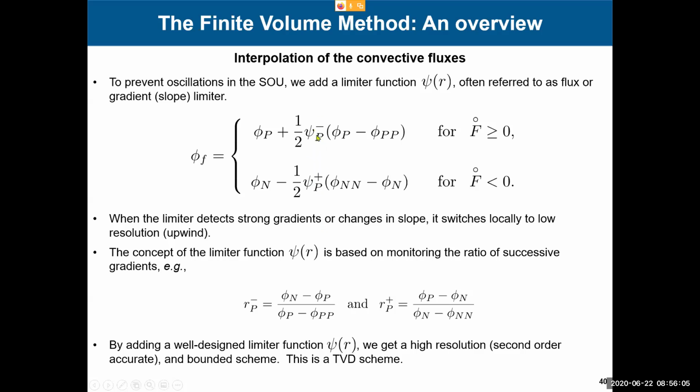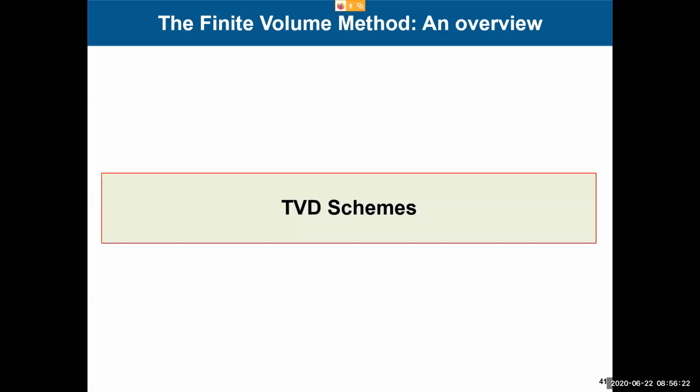So you see here that if this limiter function is 0, you will go to upwind. If that limiter function is 1, you will go to the linear upwind. If the limiter function is equal to this function, you will go to the central difference, linear interpolation. Those are linear functions, so we can do something like that.